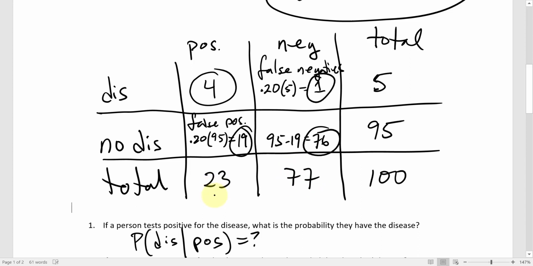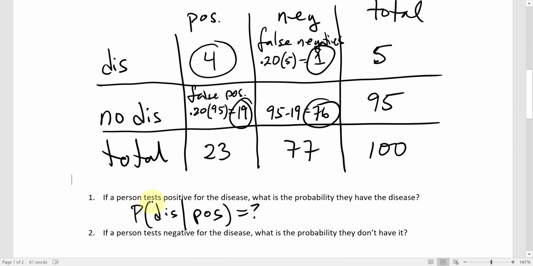You can confirm that the total number of people that test positive plus the total number of people that test negative, 23 and 77, makes 100, so that's good. That means I'm doing everything correctly in the table. And you recognize now that out of these 23, most of them actually don't have the disease. That's really a problem with this 80% accuracy, which means 20% inaccuracy and a lot of false positives, particularly when it comes to this question, number one.